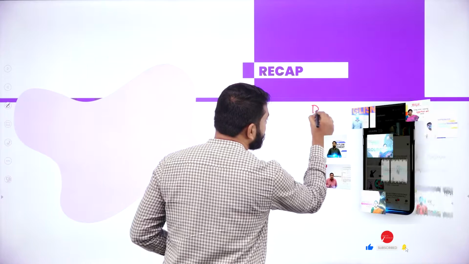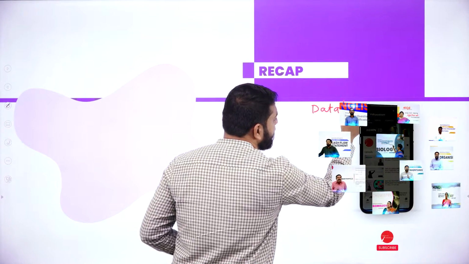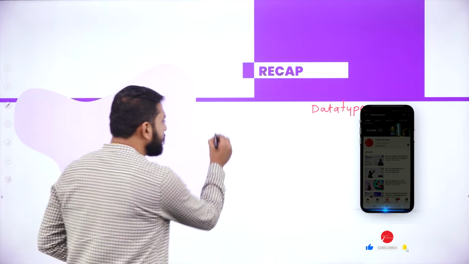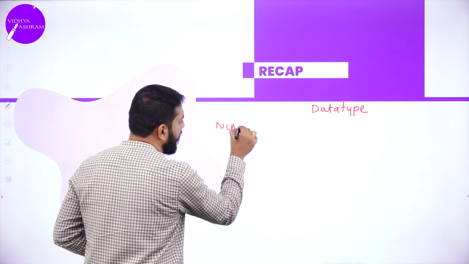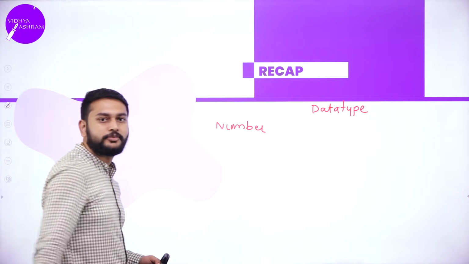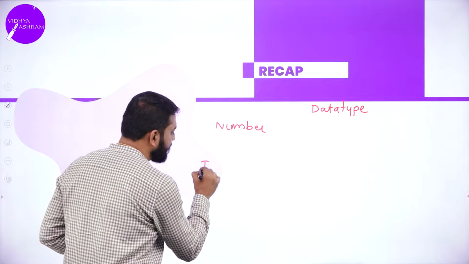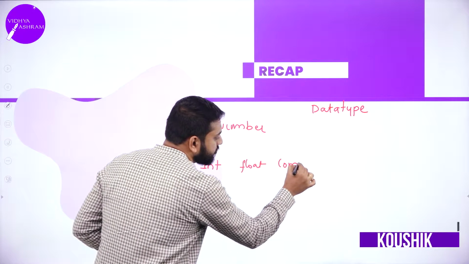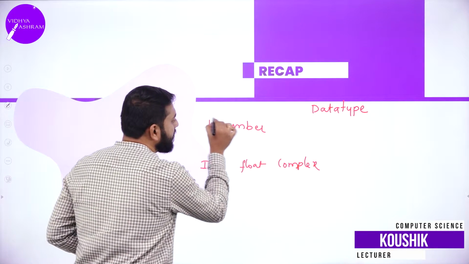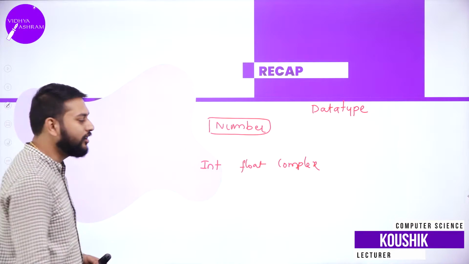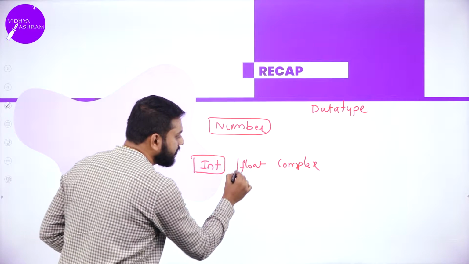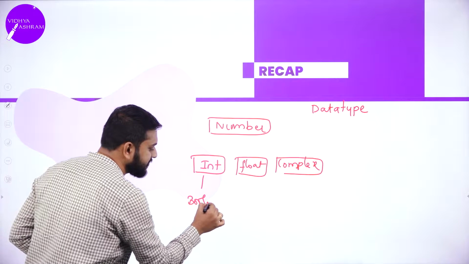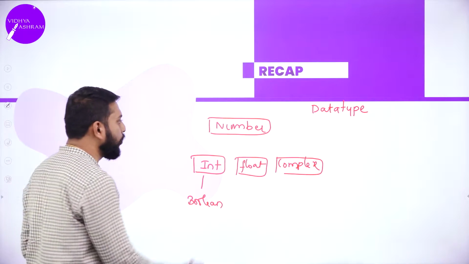We started with the data types. What are the different data types that we have? We have number, and under the category of number, can you all recollect? We have int, float, and complex number. So this is what we have under the data type number. Can you recollect what we have under the integer? We have boolean. This is what we discussed in the previous session. Yes or no? Come on guys.